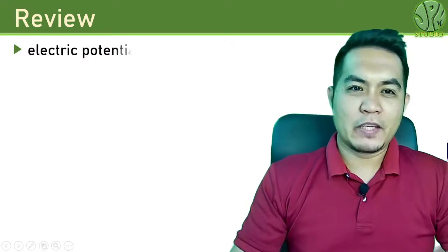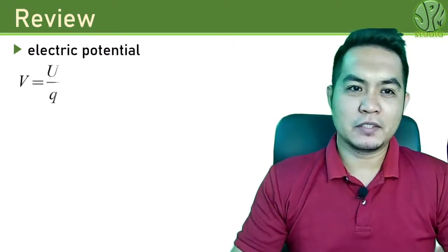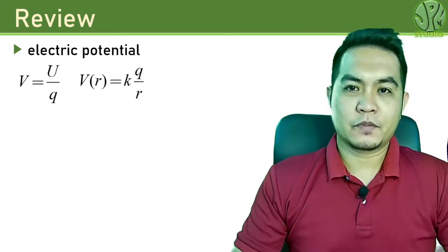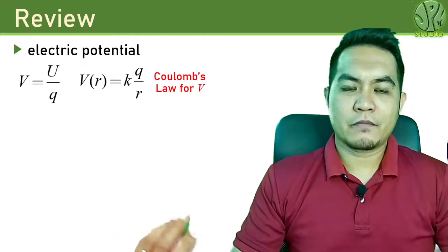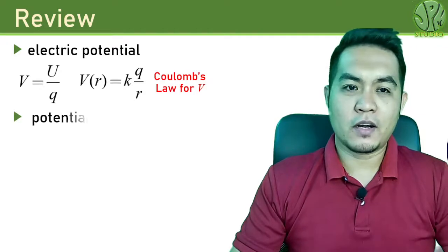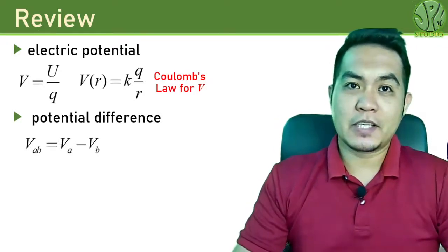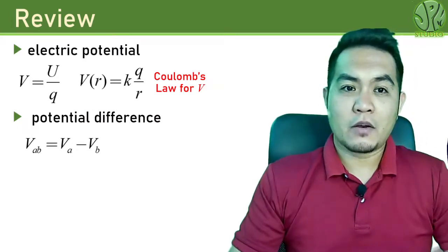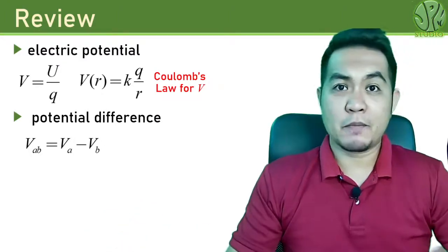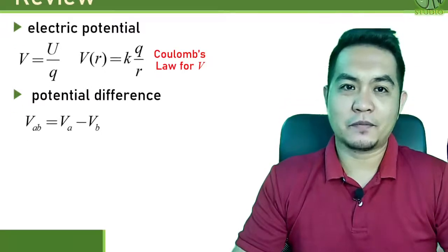In the previous lessons, we have discussed the electric potential, which is just potential energy per unit charge. Coulomb's law for electric potential is just kq over r. We also discussed voltage, or potential difference. It's just the potential of one point, say point A, with respect to another point, say point B, and it's given by their difference, Va minus Vb.